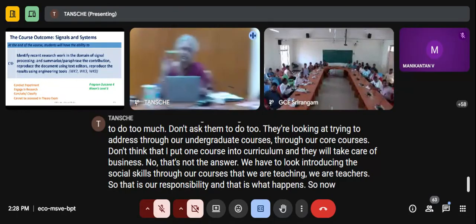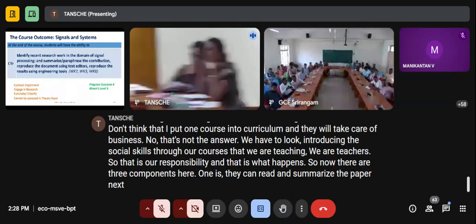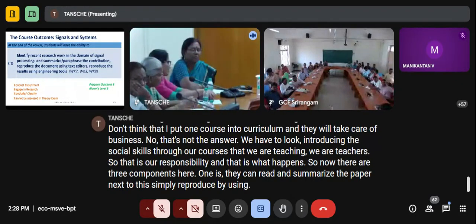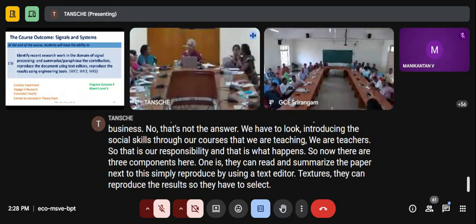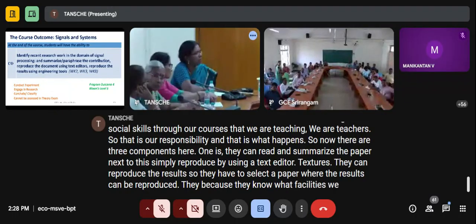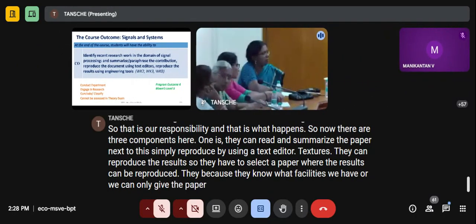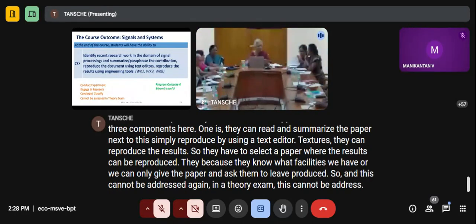So now there are 3 components here. One is they can read and summarize the paper. Next is they simply reproduce it by using a text editor. Next is they can reproduce the results. So they have to select a paper where the results can be reproduced, because they know what facilities we have, or we can only give the paper and ask them to reproduce. And this cannot be addressed in a theory exam, maybe not even in the lab exam.